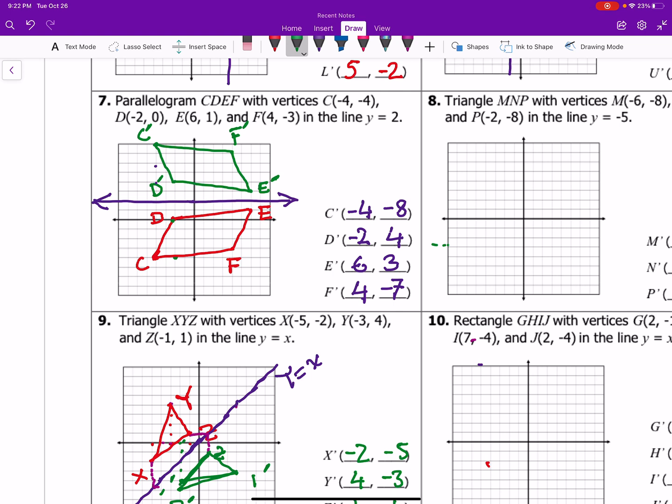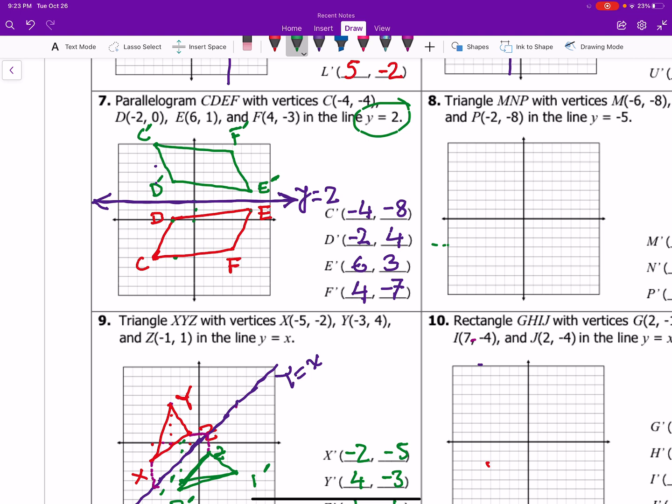Then my line of reflection is y equals 2. So where is y equals 2? It should be from 0, this 1 and 2. This violet line represents my y equals 2. So let me write y equals 2. And now, likewise, it's just a reflection, the way you work.